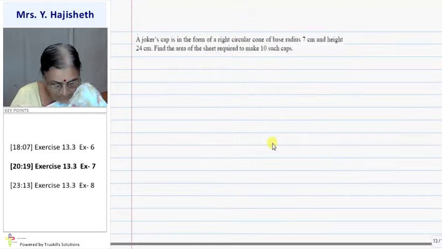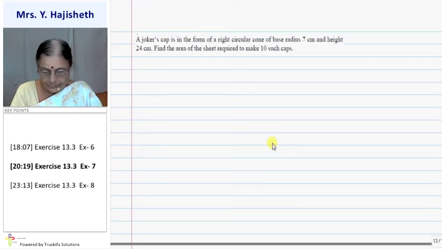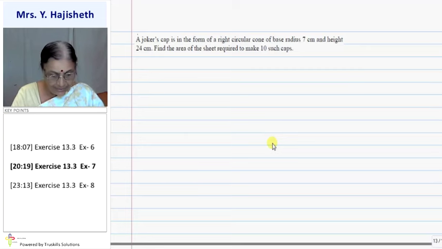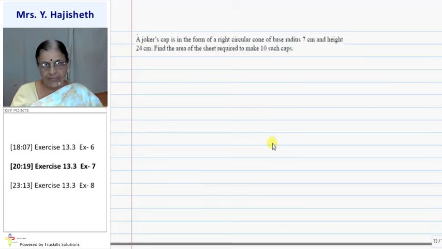Now the next sum is, a joker's cap is in the form of a right circular cone of base radius 7 cm and height 24 cm. Find the area of this sheet required to make 10 such caps. The cap is conical in shape and there is no base. So the cloth required for one cap is equal to the curved surface area of the cap. Okay, so that is pi RL. For one cap, pi RL. So for 10 such caps, pi RL into 10. Clear? Clear how much sheet is required.